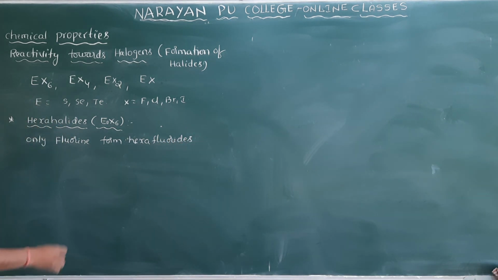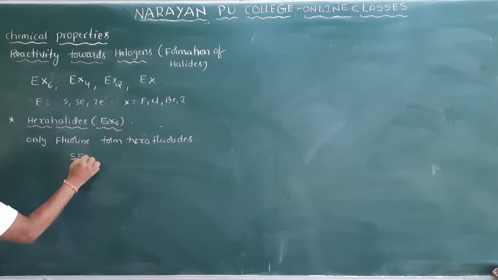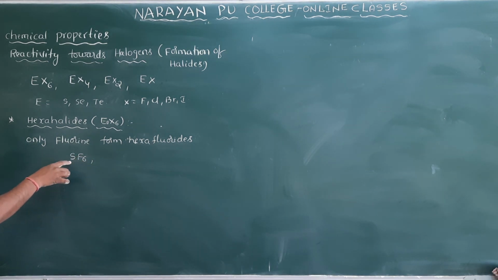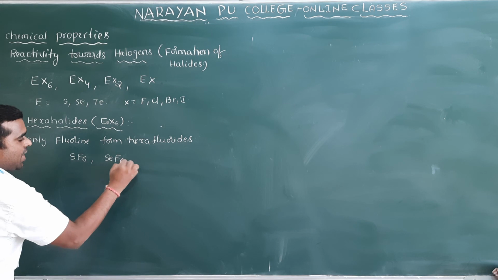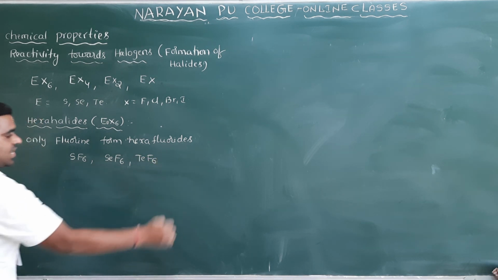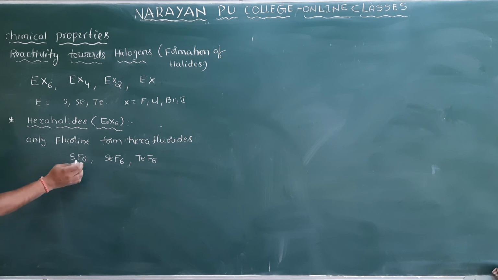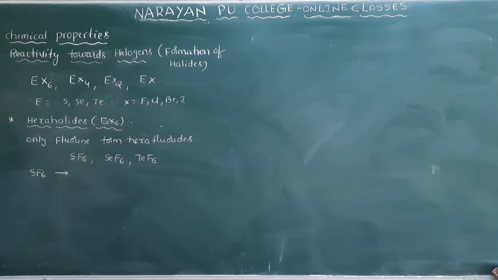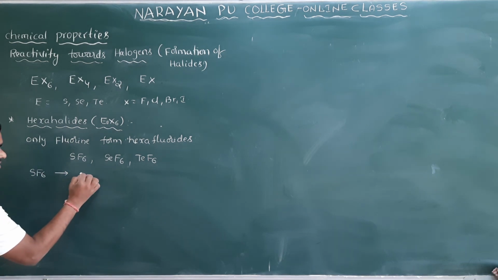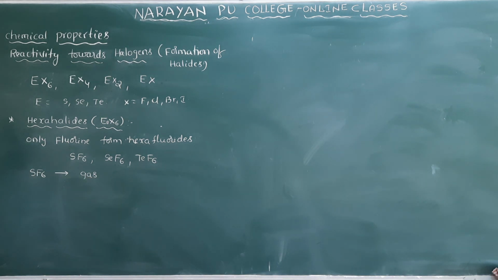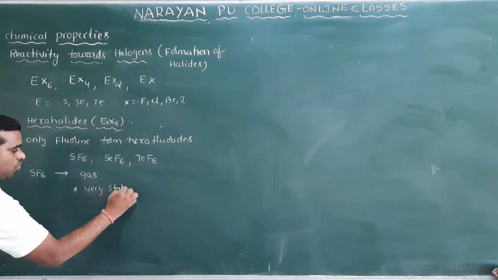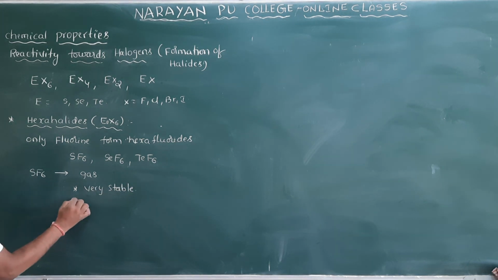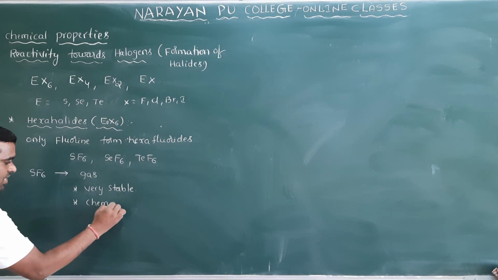Clear? So what are the main hexafluorides here? Sulfur hexafluoride SF6, next selenium hexafluoride SeF6 and tellurium hexafluoride TeF6. First we have to discuss them one by one. If I take SF6, sulfur hexafluoride, you know it is a gas, and also a very stable fluoride, and chemically inert.